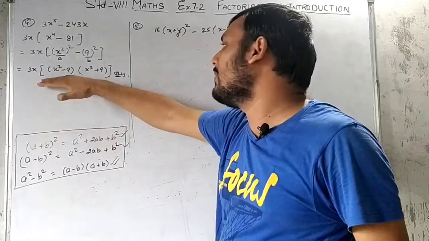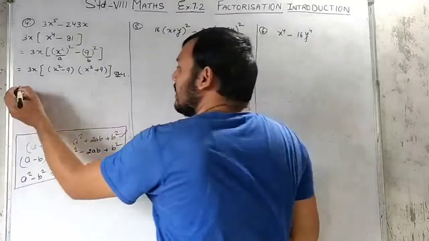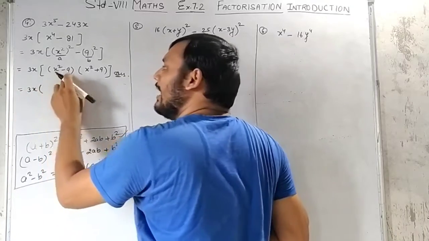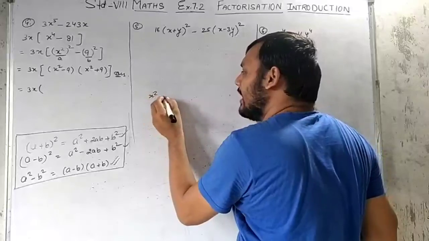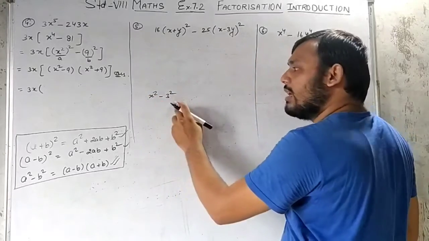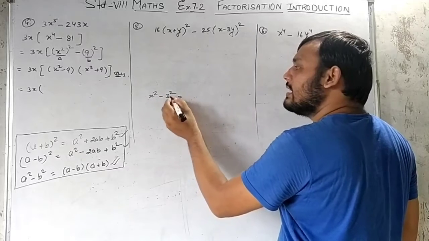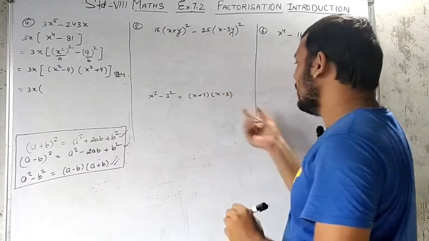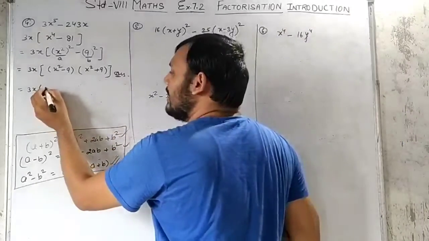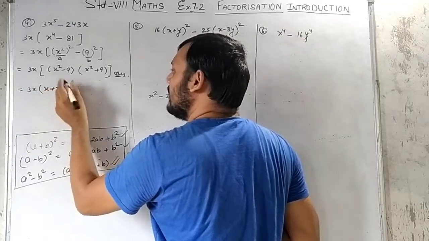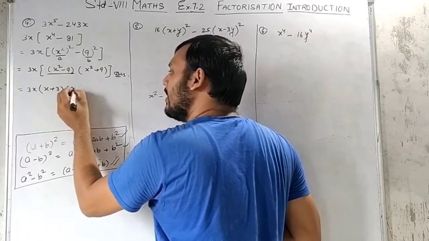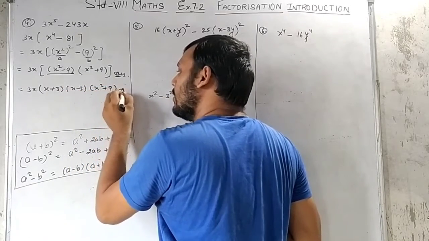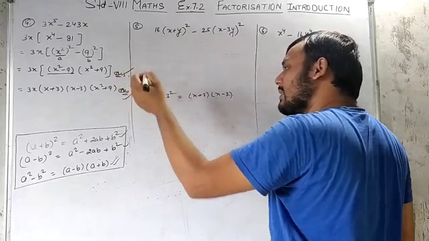Suppose if you want to go for further expansion, then you can write it like this: 3x into x square minus 9. This x square minus 9, again you can write it as x square minus 3 square, that is 9. You can write it as x plus 3 and x minus 3. So the final answer you can write like this also: x plus 3 instead of this x square minus 9, and x minus 3, and this x square plus 9 will remain the same. So this one is also your answer.